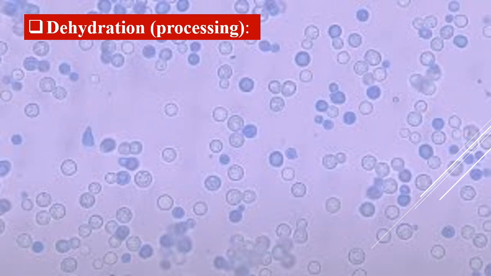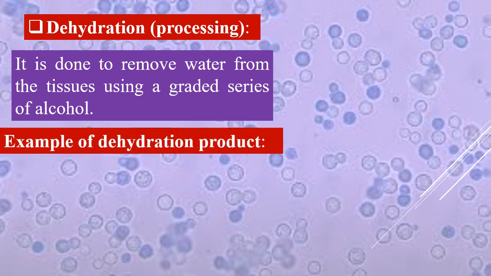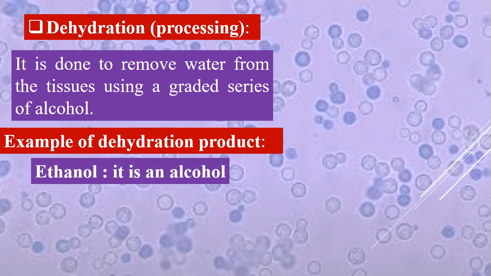The second step is dehydration. It is done to remove water from the tissues, and this is to solidify them and facilitate the cutting of thin sections of slides, more thinly for use in light microscope and thick for the electron microscope. Let's take an example of dehydration products. It is ethanol, and it is a kind of alcohol.